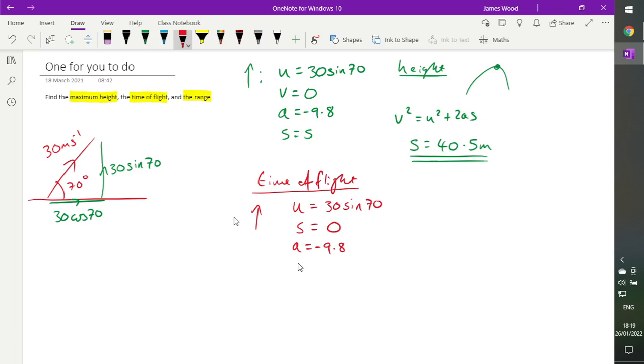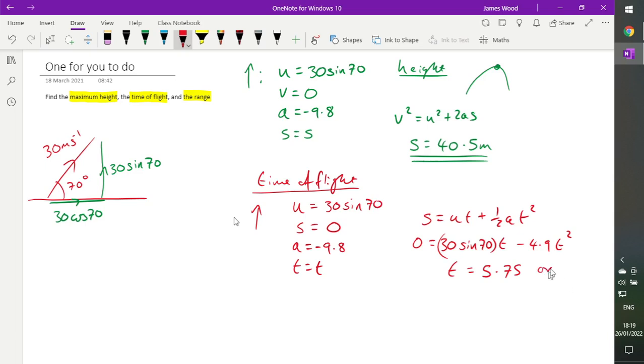A is minus 9.8, and we want to find T. Okay, so we've got 0 equals 30 sine 70 T plus half A, so that's going to be minus 4.9 T squared. And then I can solve this to find my values of T. So I get 5.75 or 0, because the 2 times when its displacement is 0 is after 5.75 seconds or at the start.